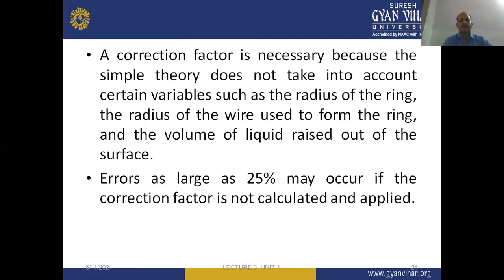A correction factor is necessary because the simple theory does not take into account certain variables such as the radius of the ring, the radius of the wire used to form the ring, and the volume of liquid raised out of the surface. Due to these variables, such as the radius and material of the wire and the volume of liquid raised out of the surface, we have to use the correction factor beta in the formula. Errors as large as 25% may occur if the correction factor is not calculated and applied.